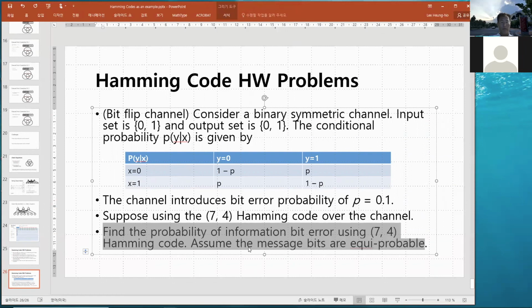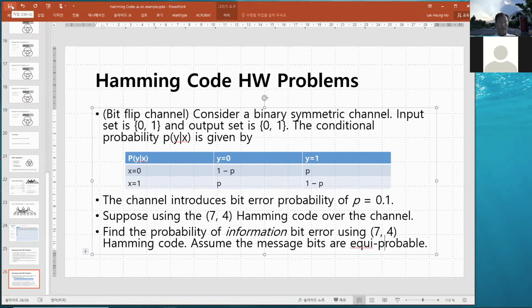So the most difficult one is this one. Find the probability of information bit error using the 7-4 Hamming code. So assume the message bits are equiprobable. So that's the end of the note for Hamming code.